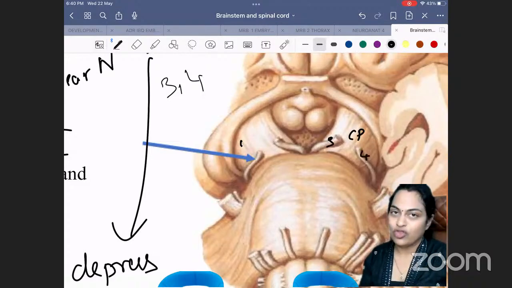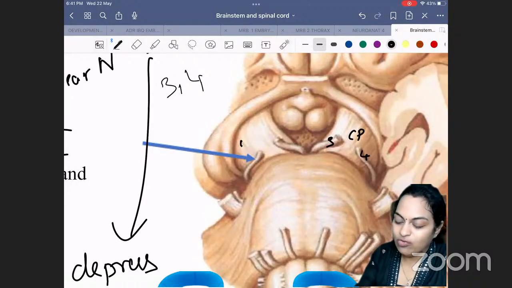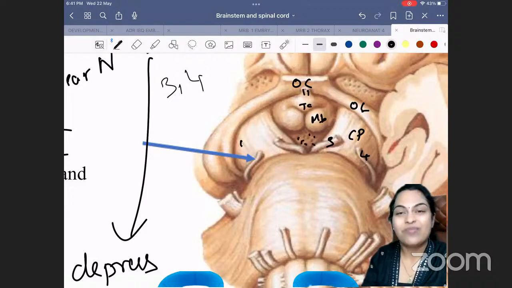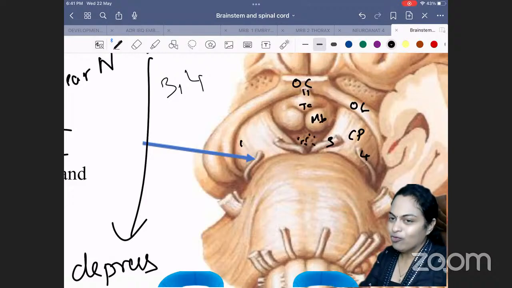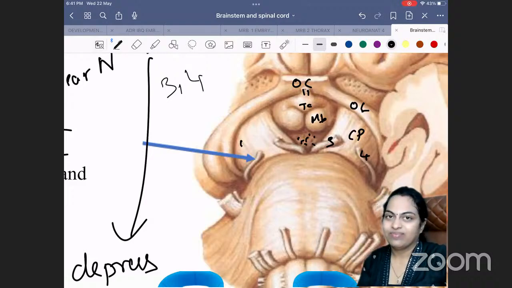This is the third nerve. This is the fourth nerve. Okay. And that's the region of the interpeduncular fossa. You see the optic chiasma, the optic tract, the mammillary body, the tuber cinereum with the pituitary stalk, the posterior perforated substance. Interpeduncular fossa because it lies between the cerebral peduncles of both the sides. Is that fine?